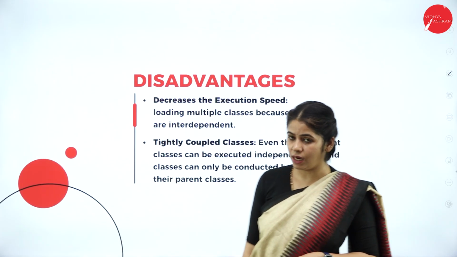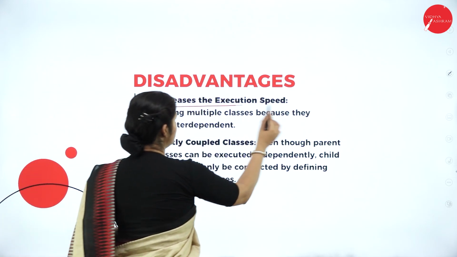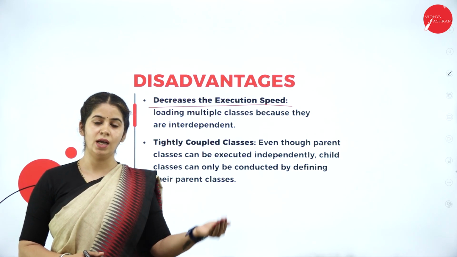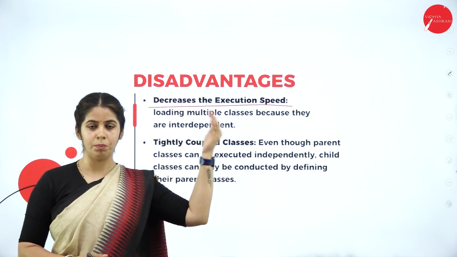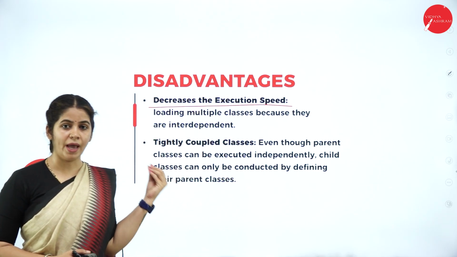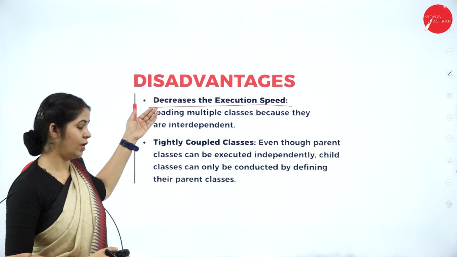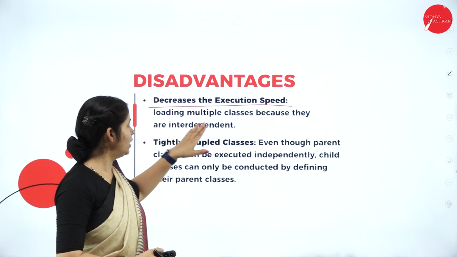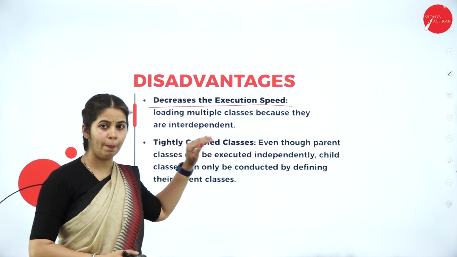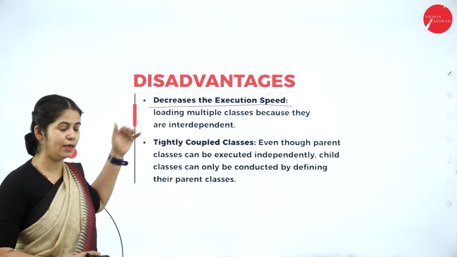Let's see the disadvantages of inheritance. The first disadvantage is a decrease in execution speed. As we have different levels of inheritance, when we are inheriting the attributes and methods of the parent class, it will definitely take comparatively more time to inherit the properties, attributes and methods. Loading multiple classes takes time. Why will it take a larger time? Because the classes are interdependent.